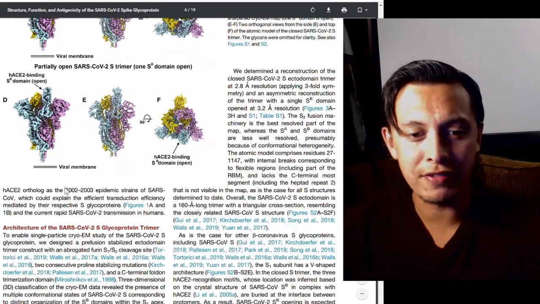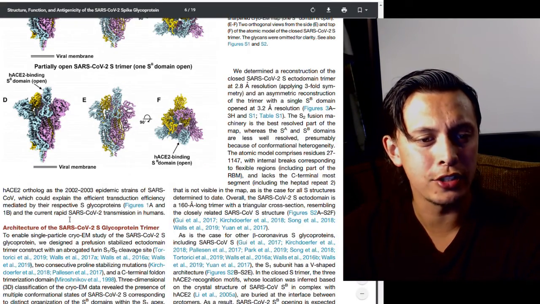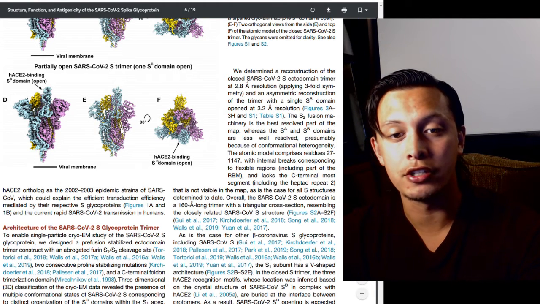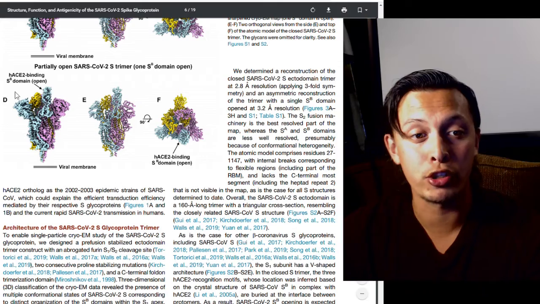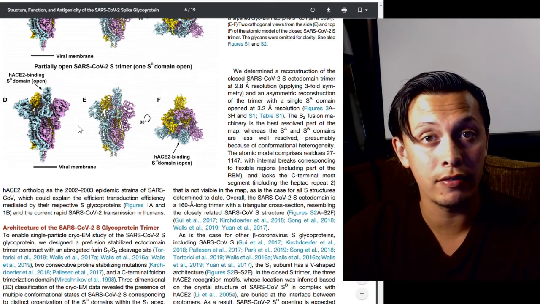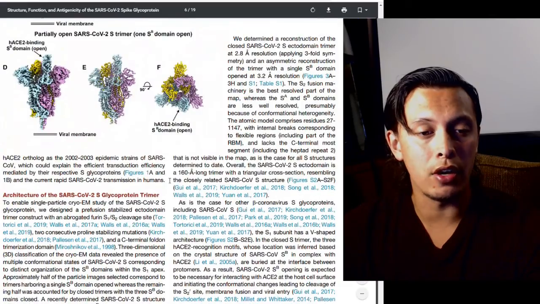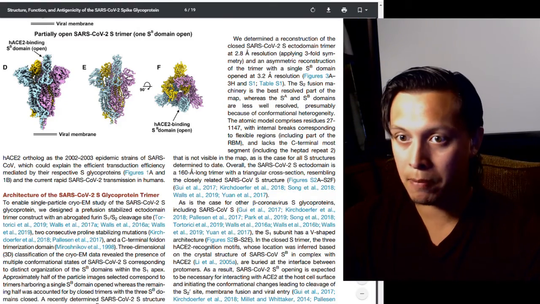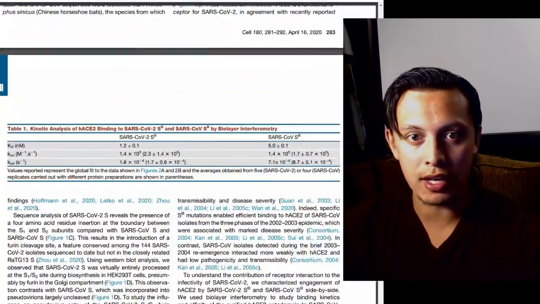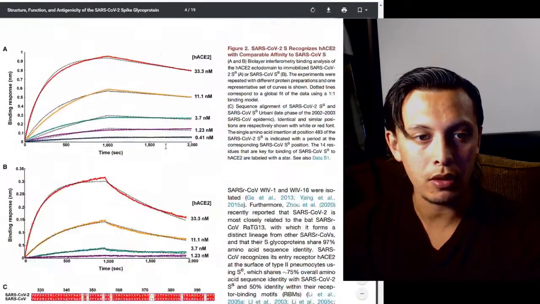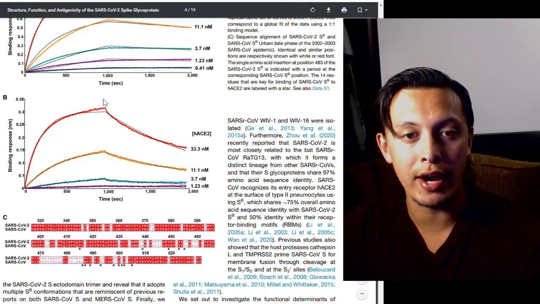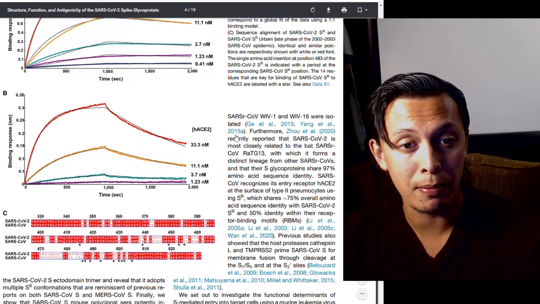So this is where we left off: getting into the architecture of the SARS-CoV-2 S-glycoprotein trimer, specifically the portion of the trimer that is outside of the virus particle. But before we go into that, there is just one amendment that I wanted to make to the last video regarding the kinetics of the spike protein interacting with the ACE2 receptor.